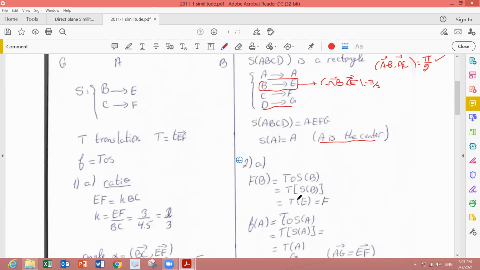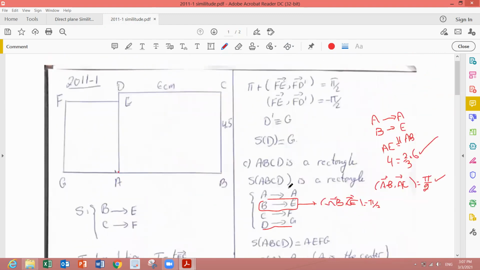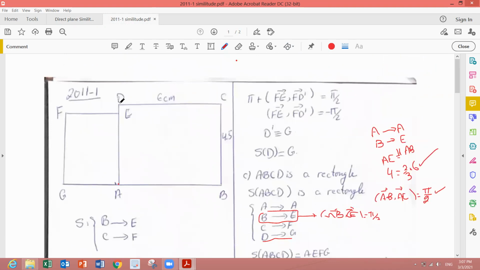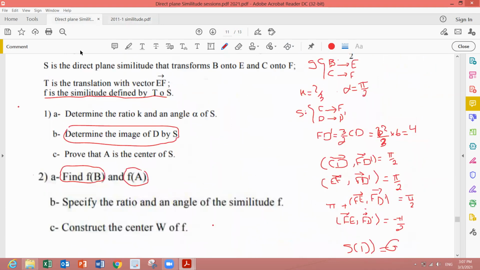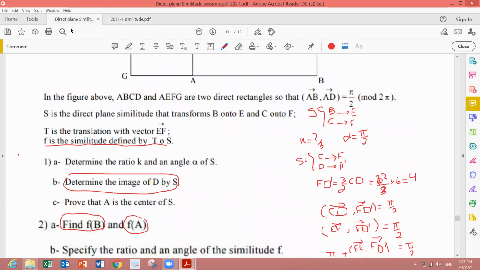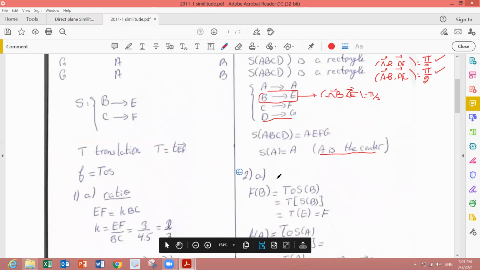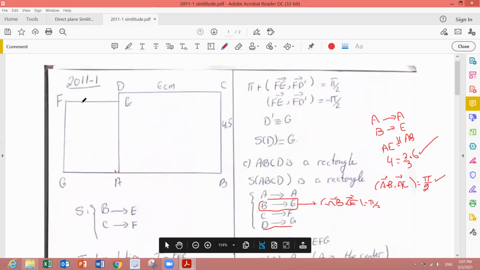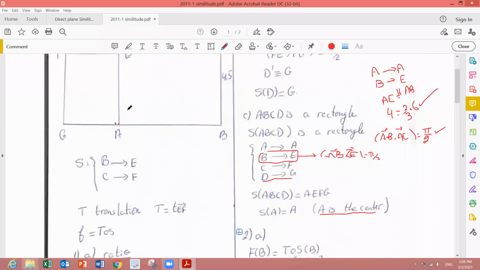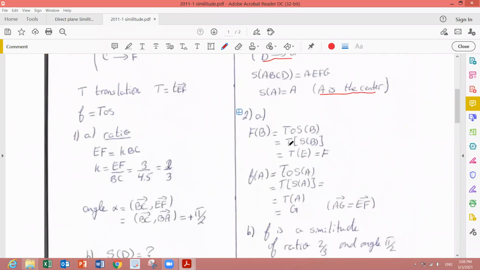S of B is E. Then the translation of E by vector EF. What is the translation of E by vector EF? It is F.